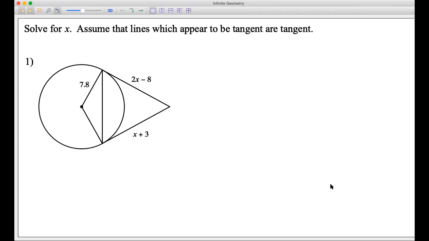Subtract x from both sides. What do we get? X minus 8 equals 3. Do you see what I did there? Add 8 to both sides, therefore the answer is 11. Danny, yes or no? Yes.